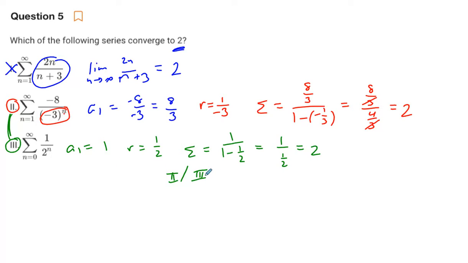And I forget which choice that was. I can look at my paper here. That happened to have been choice E, even though I'm not showing you the choices. That was 2 and 3 only.